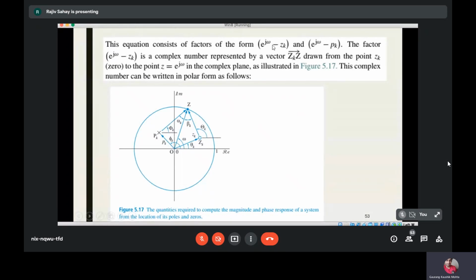And this particular factor is the vector connecting Zk to Z. Similarly, this particular factor is a vector connecting Pk to Z. And the vector from O to Z has an angle of omega, and this vector has a magnitude 1. So Z is sitting on the unit circle.